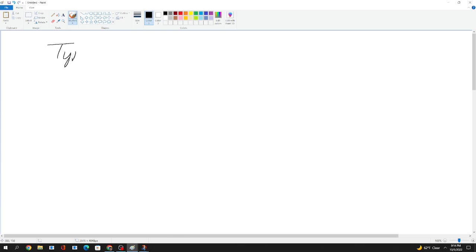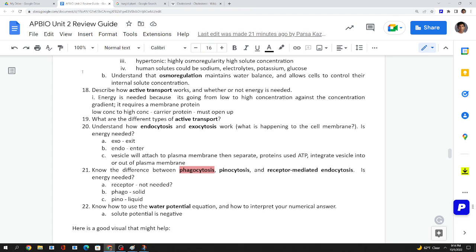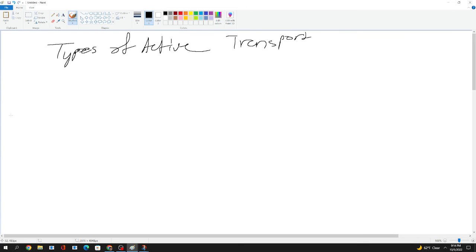Types of active transport. So basically any type of thing that requires ATP. You're going to have the following. Exocytosis, meaning exiting the cell.